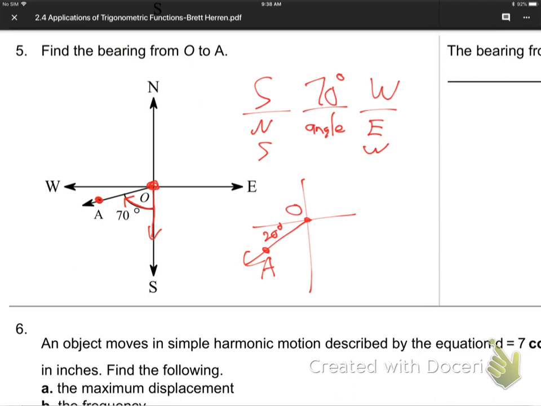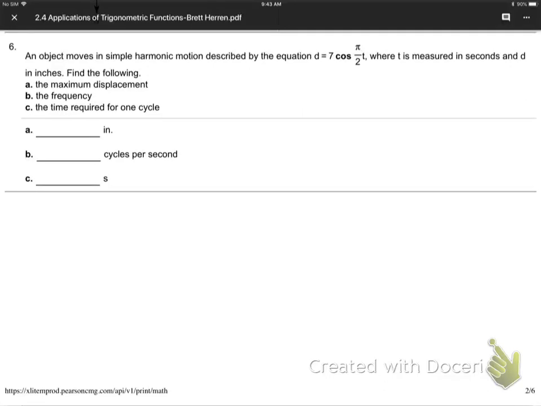All right. An object moves in simple harmonic motion described by the equation d equals 7 cosine pi over 2 t, where t is measured in seconds and d in inches. Find the following: the maximum displacement, the frequency, the time required for one cycle. Okay, so they're giving us real life here, and they're showing simple harmonic motion of things in the real world.